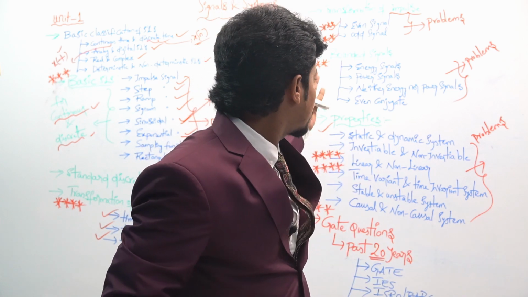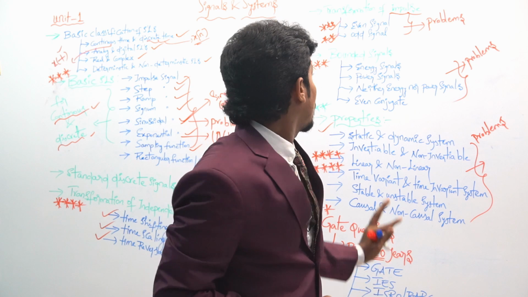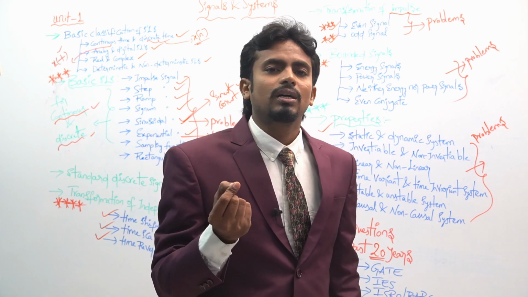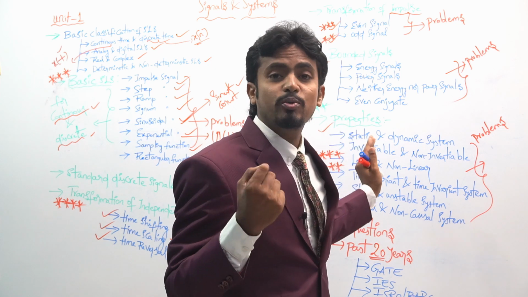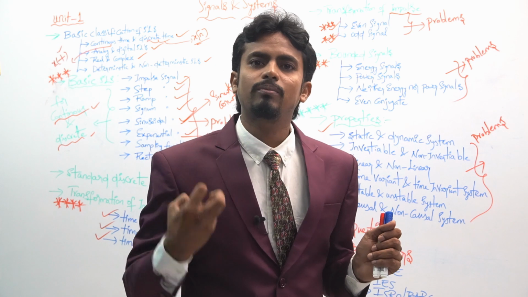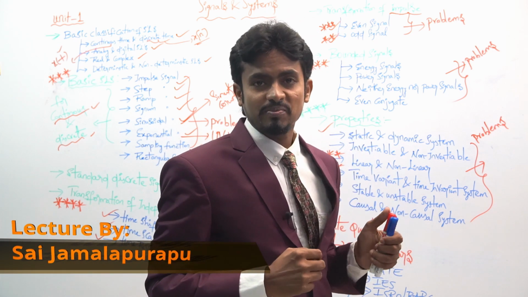In these properties, there are 5 to 6 units for signals and systems. I want to solve or explain each and every property of those units. That much importance they have, and they play a crucial role in signals and systems.